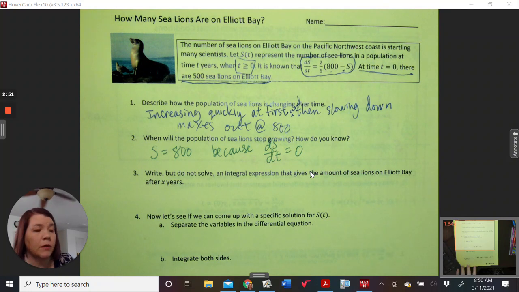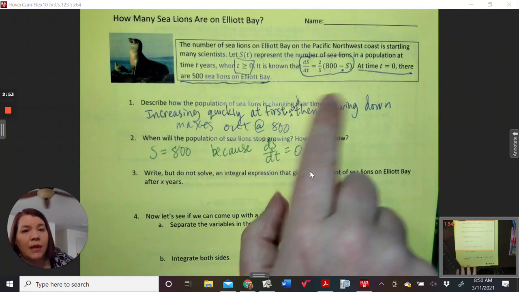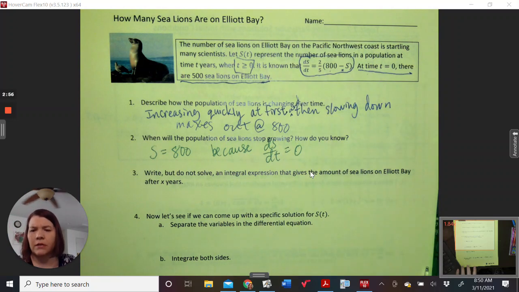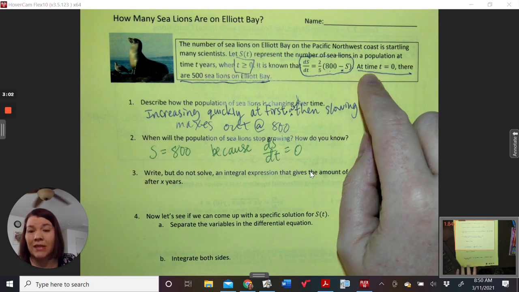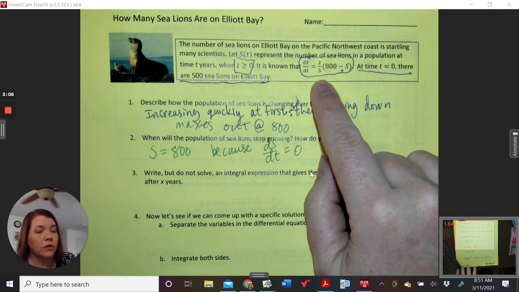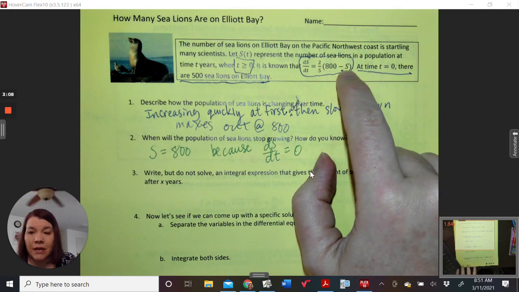So let's talk about these two things. Because I look at this and I think, well, it's a line. It has a constant, but it doesn't have a constant rate of change. So my brain wants to think line, constant rate of change, but it's not. The rate of change is 2/5 times this number, and this number is changing.